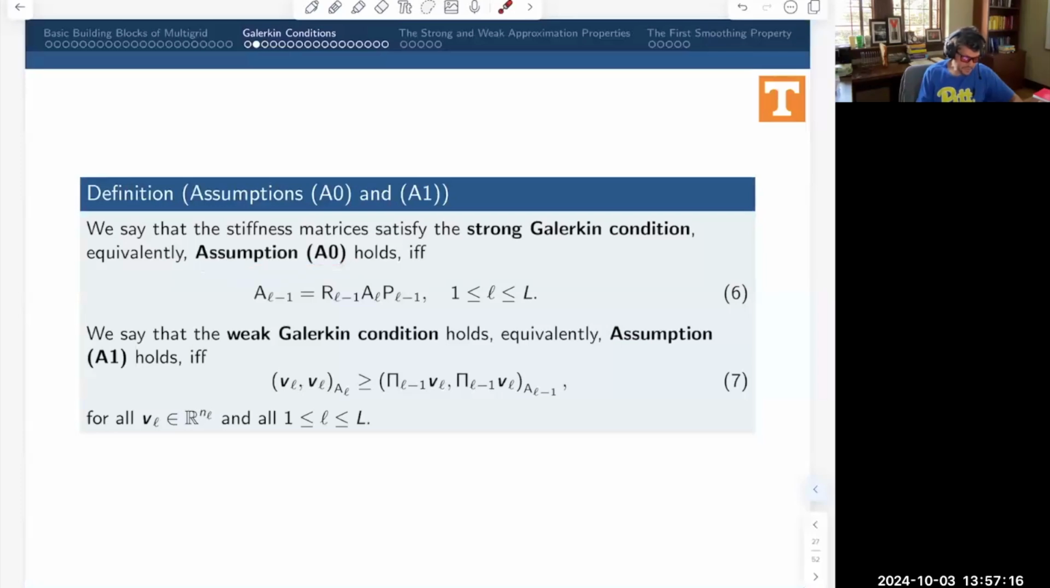Some people love these assumptions. Some people hate them. They're easy to hate because assumption A0 is a lot less instructive and self-explanatory than the strong Galerkin condition, or the RAP condition, where the words make more sense. But in multigrid, there's this tradition of naming assumptions just with numbers, and we're going to follow that to some extent. We're not going to follow it completely.